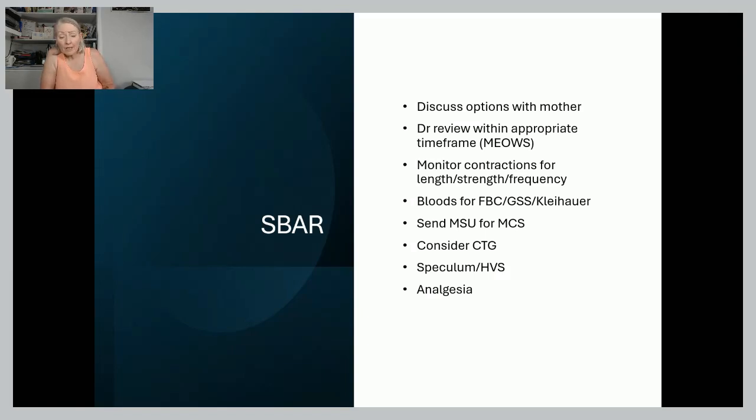A speculum examination. Remember, she had a low-lying placenta at 20 weeks, and although it was deemed to be 2 centimetres clear of the os at the 34-week scan, it's possible that that may not be particularly accurate. So therefore, a speculum examination to just see if you can see any obvious reasons for that PV loss. And while you're there, take a high vaginal swab to rule out any infection as well. And obviously her pain score was quite high, so you need to consider analgesia in your plan.